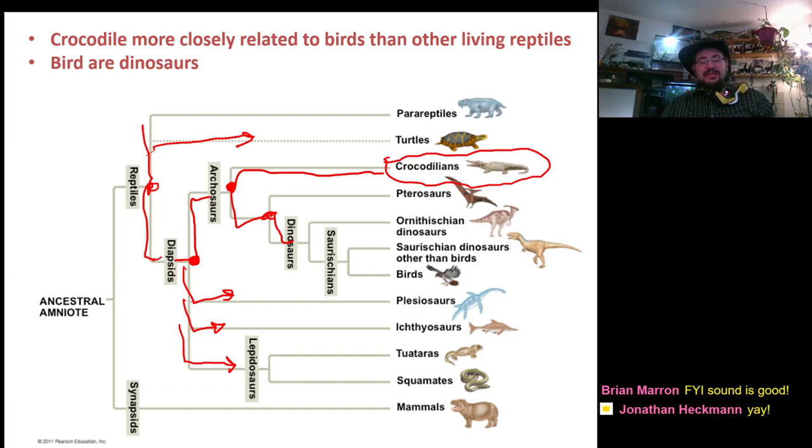This makes sense because they have a four-chambered heart. Other reptiles do not. Dinosaurs have four-chambered hearts. So that's a really cool artifact.